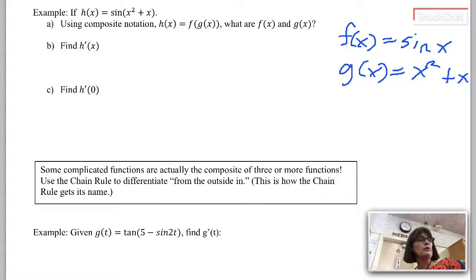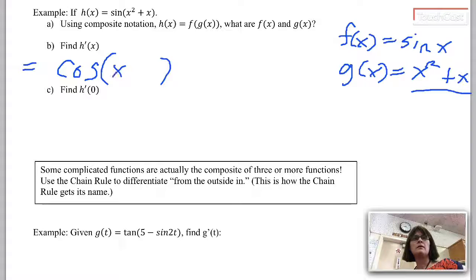So I'm going to use the rule from above. The rule from above, I'll let you scroll up. If h of x equals f of g of x, then h prime of x is f prime of g of x times g prime of x. So I'm going to write that here. H prime of x is going to be f prime of, well, what's the derivative of sine? Cosine of g of x. Well, here's g of x. Times the derivative of g, so g prime of x.